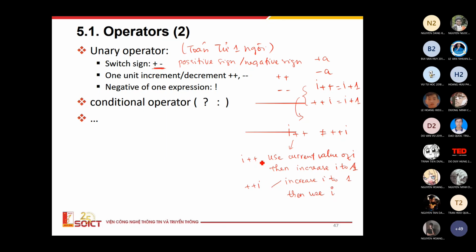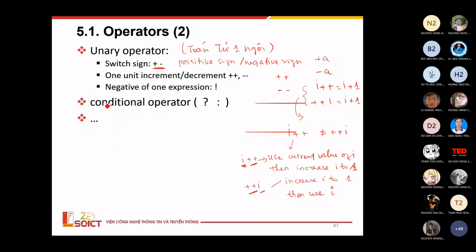Đấy. Một cái là gì? Dùng cái giá trị của Y trước rồi mới tăng Y lên 1 nhé. Dùng Y trước rồi mới tăng nhé. Còn cái này là tăng Y lên rồi dùng nhé. Đấy là sự khác nhau giữa hai cái toán tử này. Thì các bạn phải ghi nhớ.